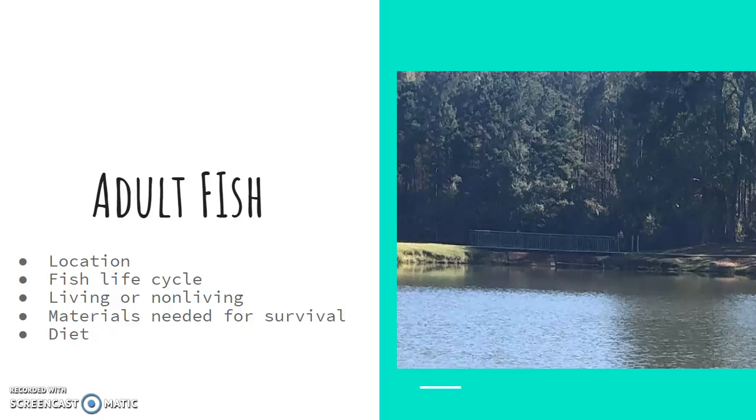Okay, for the adult fish, it's about the same as the juvenile fish with the location, the fish life cycle that you could talk about, living or non-living, materials needed for survival, and the diet as well. Oh, and the picture of the bridge we put on here is because since it is colder weather, all the fish are most likely under that bridge and hiding.